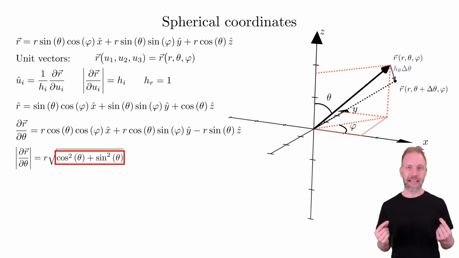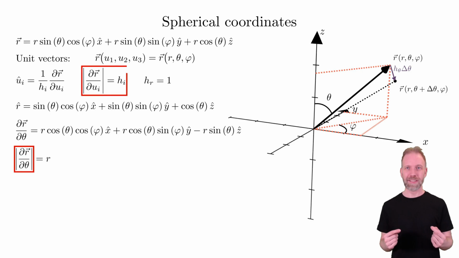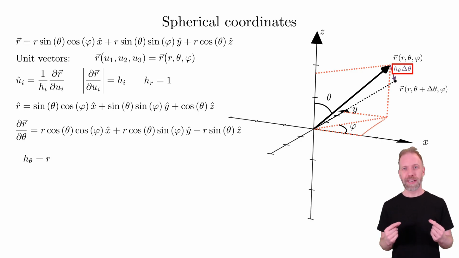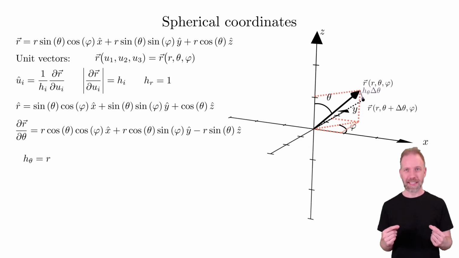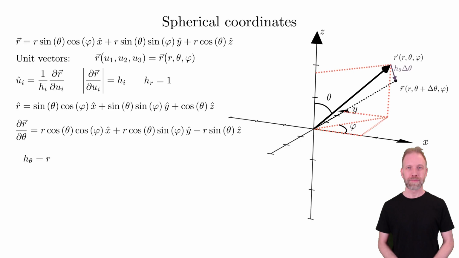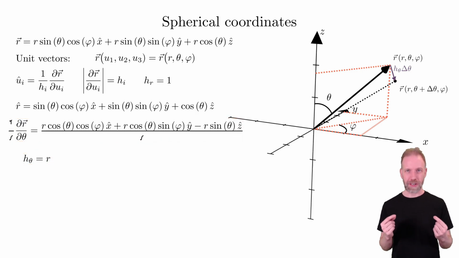And this is 1 again. And we get that the scaling factor h theta is r. If we look at the vector created by our small step in theta, we can also see that it varies linearly with r. To get the unit vector, normalize the partial derivative by dividing by its length r.